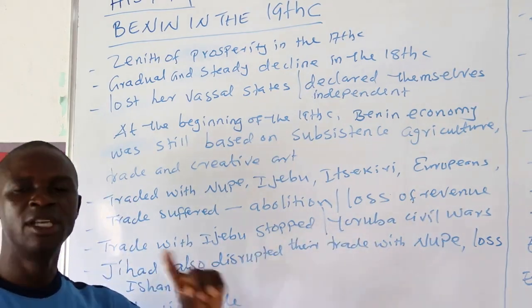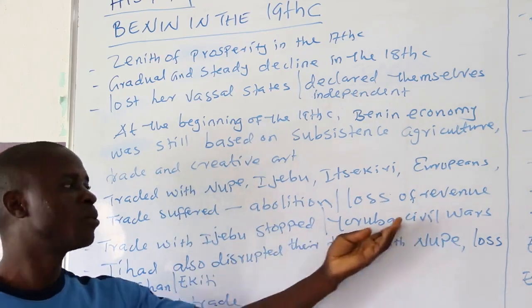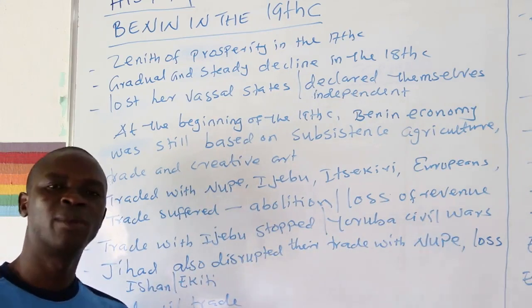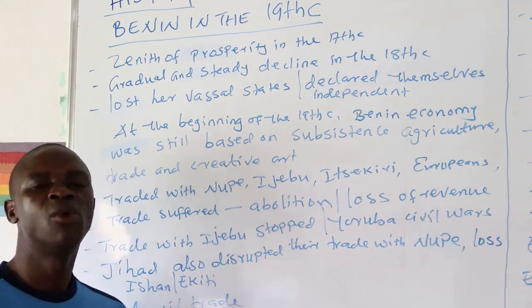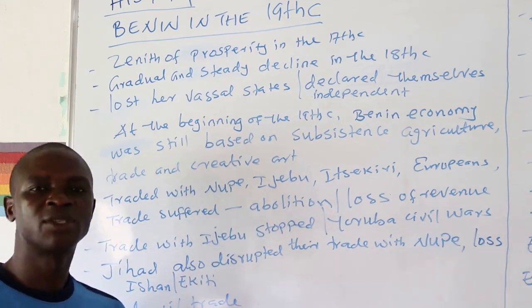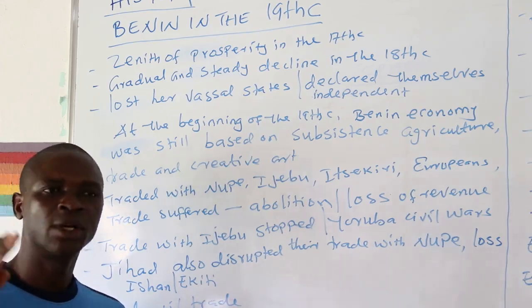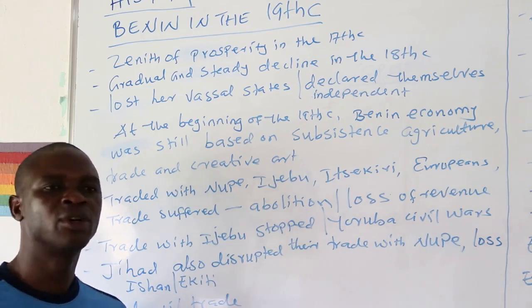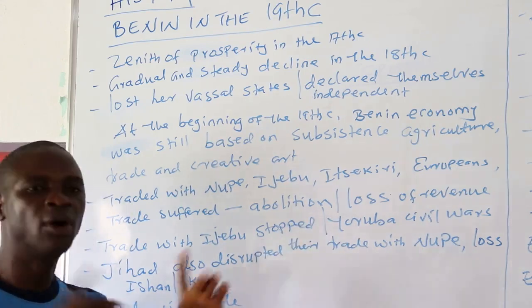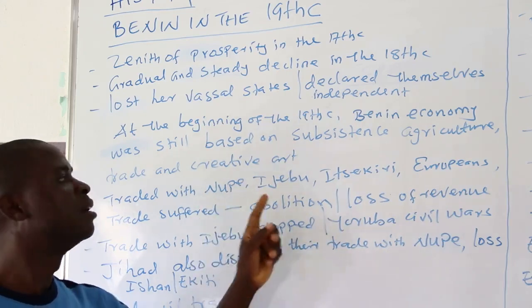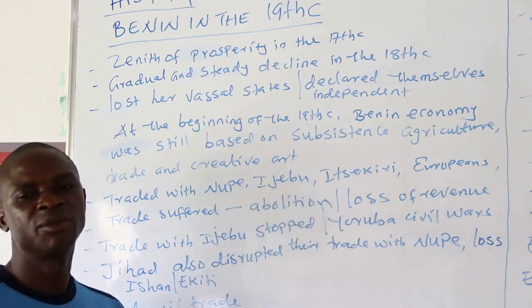Why? Because in the whole of Yoruba land, there was what we call the Yoruba civil wars. The entirety of Yoruba kingdoms were engulfed in war among themselves, not with outsiders. Ijebu, we have Ekiti, there was what we call the Parapo War. All of those wars affected the whole of Yoruba land, and it disrupted Benin's trade with those Yoruba kingdoms.